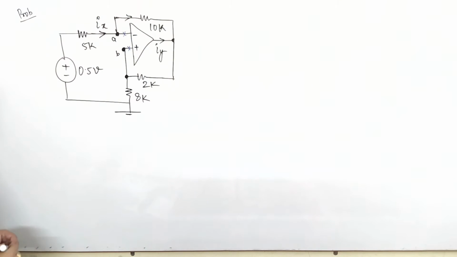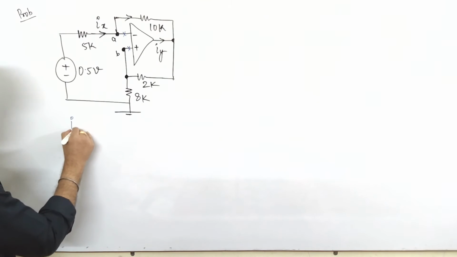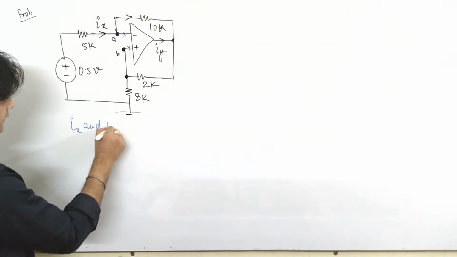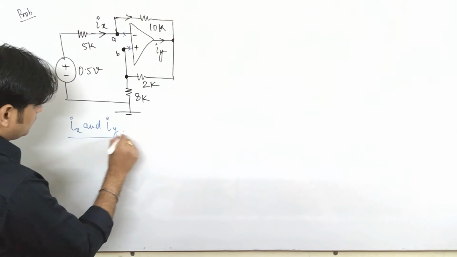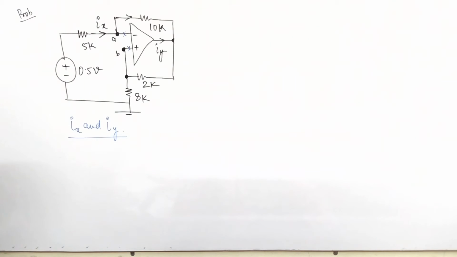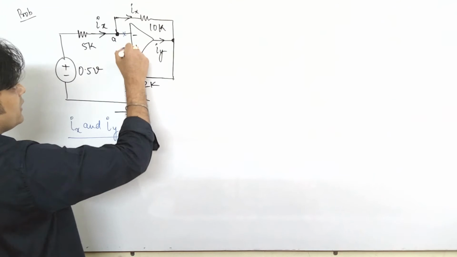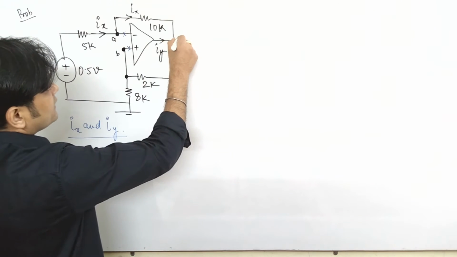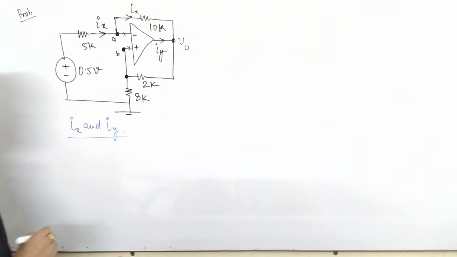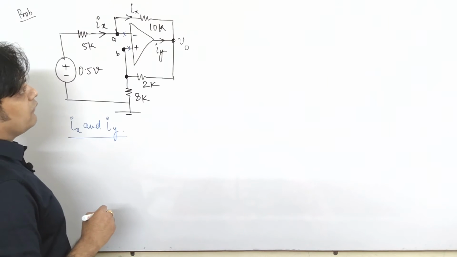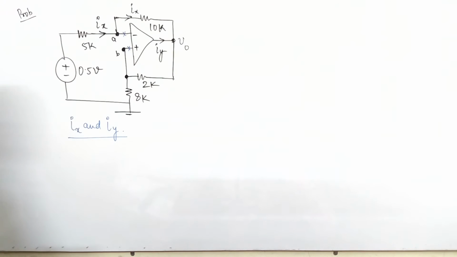Now friends, this is our next question. In this question you have to find the value of Ix and Iy. Please see, this Ix will flow here also. This is also Ix because no current will enter here. If I consider some voltage V0 here, so for finding out the value of Ix, first we have to find the value of V0. And once you know the value of V0, you can easily find the value of Iy also.